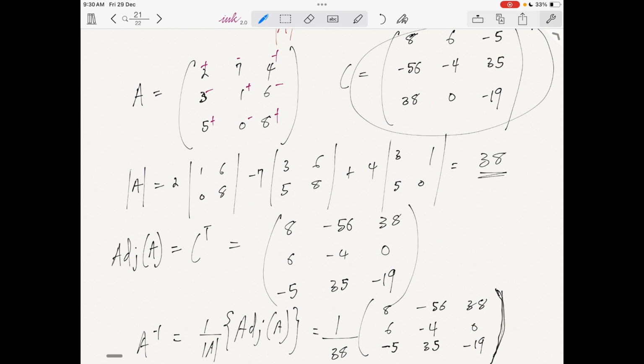The next thing we'll be talking about is how to solve simultaneous equations using matrices. Solving simultaneous equations using matrices.